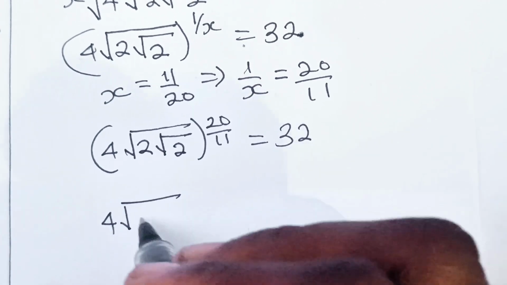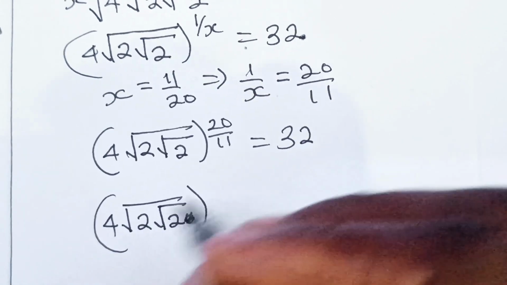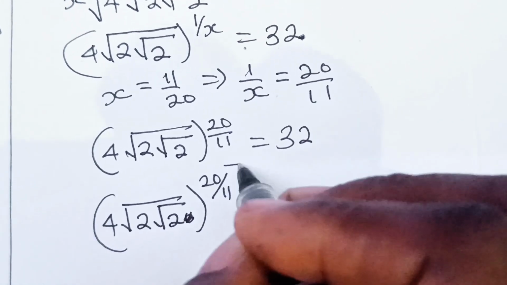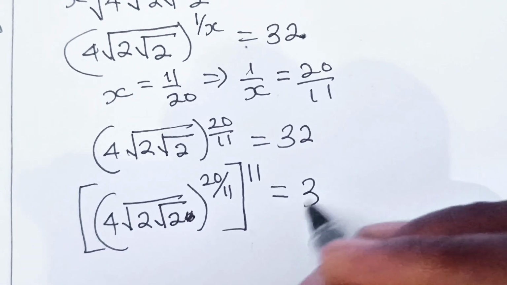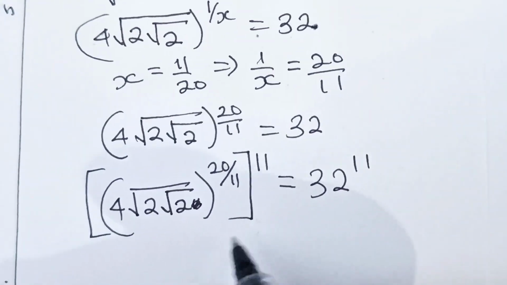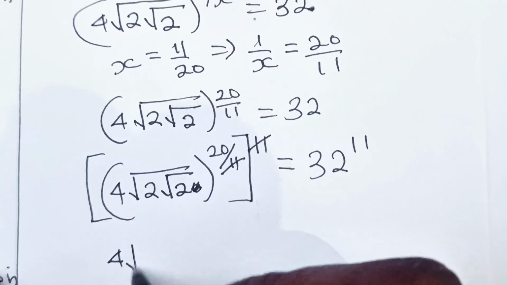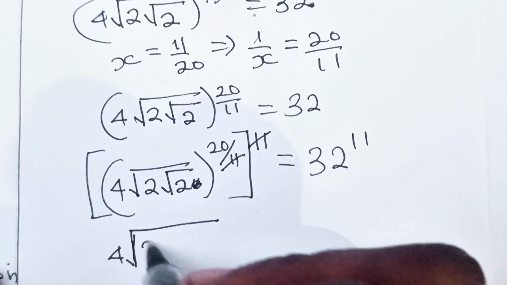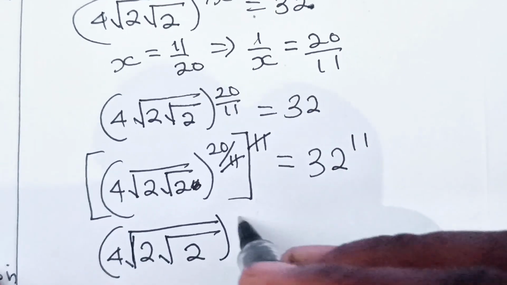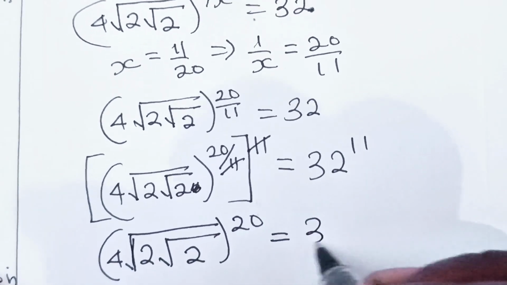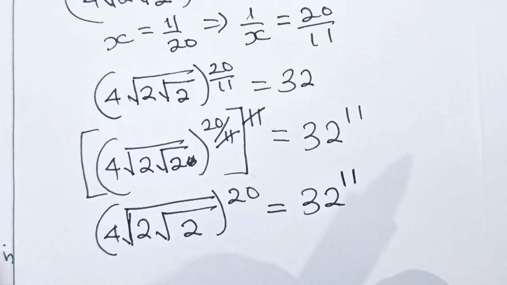4 root 2 root 2 raised to the power of 20 over 11. Now let's raise each side to the power of 11: it is equal to 32 to the power of 11. Okay? Now 11, we cancel 11, right? We have 4 root 2 root 2 raised to the power of 20 is equal to 32 raised to the power of 11.